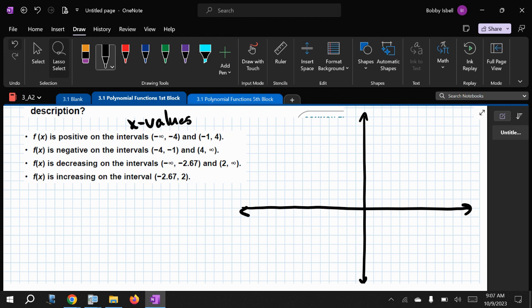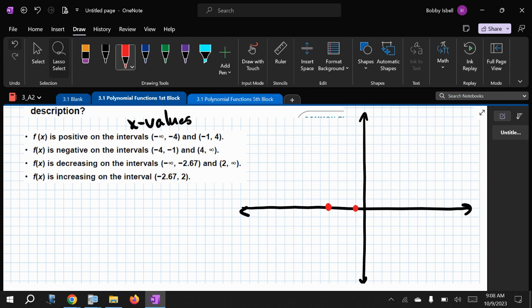So what do I know is happening at negative 4? It's hitting the x-axis there, right? Because if it's positive from negative infinity all the way to negative 4, 1, 2, 3, 4, there's an x-intercept right there. Where does it start being positive again? At negative 4 or at negative 1. So at negative 1, it hits the x-axis again. It stops being positive where?